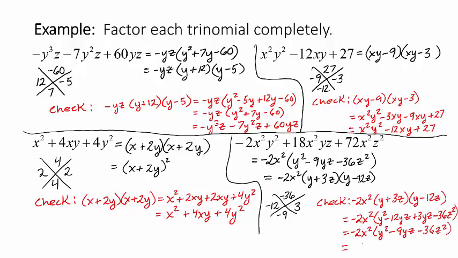Okay, so now all we need to do is distribute the GCF through. So we have negative 2x squared y squared, plus 18x squared yz, plus 72x squared z squared. Okay, is that what we started with? Take a good look at it. Negative 2x squared y squared plus 18x squared yz plus 72x squared z squared. Yes, it is.